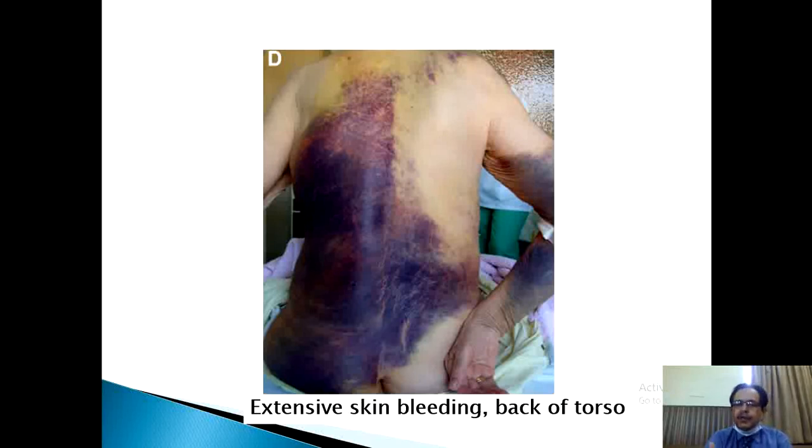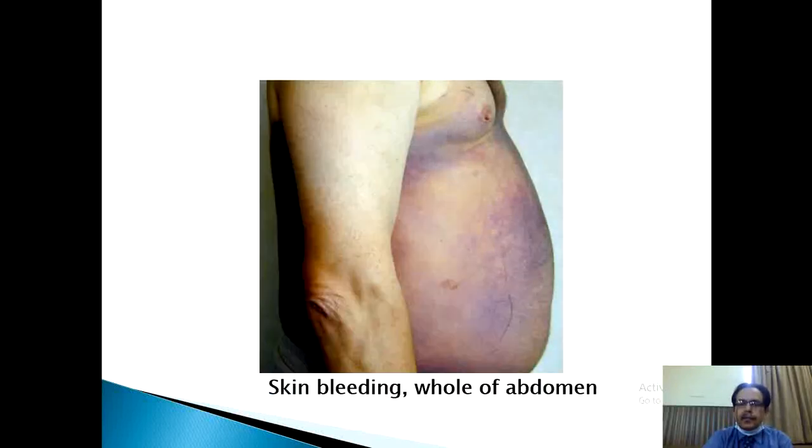So if you find a bluish person like this, with large bruises covering the whole of the back, then you should suspect that the patient might be a case of acquired hemophilia. Now the skin bleeding on the abdomen, the whole of the abdomen, is also extending up to above the level of the nipples, and so this can also be a mode of presentation of the acquired hemophilia.